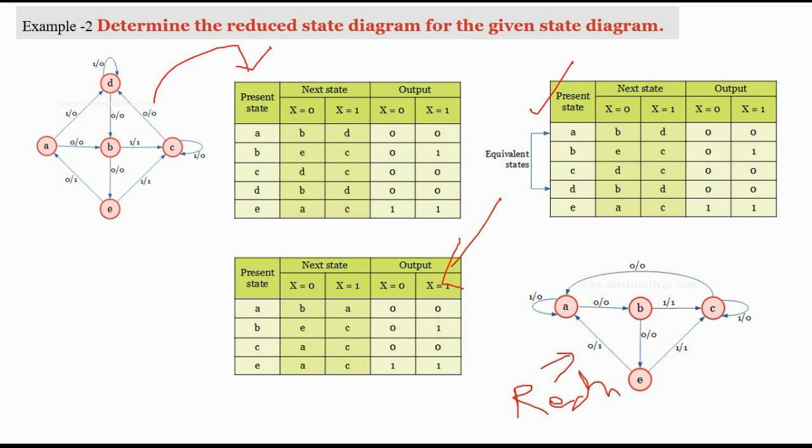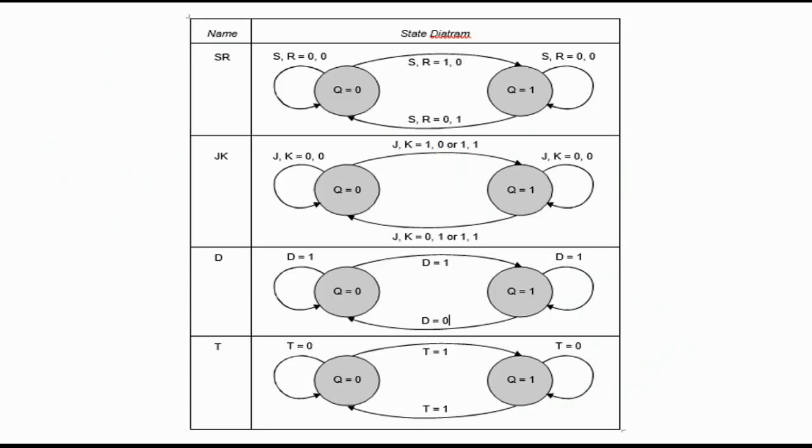Why are we reducing the states? To remove certain flip-flops which are useless in the circuit. And these are the different state diagrams of different flip-flops. So which are the flip-flops? This is very important. They might ask you to draw the state diagram of the SR flip-flop, the JK flip-flop state diagram, and the T flip-flop also.